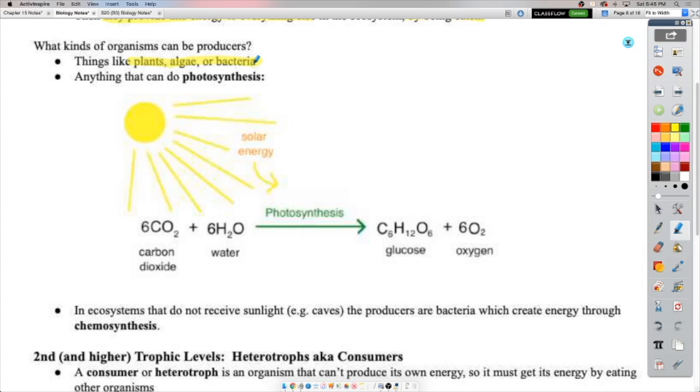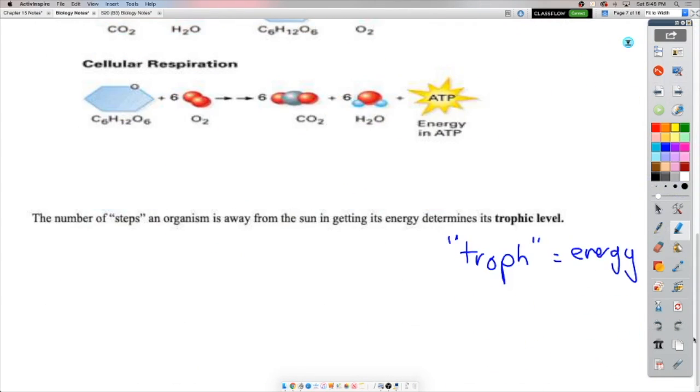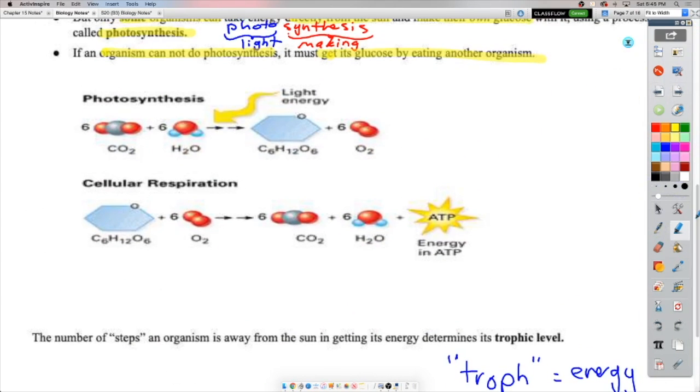This is just a reminder of the general equation of photosynthesis. You basically take CO2 and water and you make glucose and oxygen. You may have noticed cellular respiration is just photosynthesis backwards, basically, right? So only producers can do photosynthesis. Everything, including producers, does cellular respiration. That's where we get the energy we need to live.